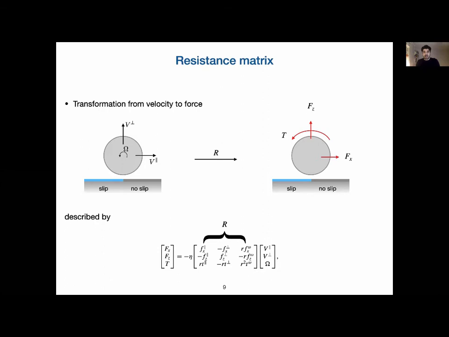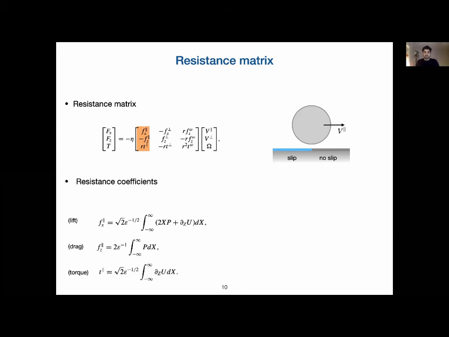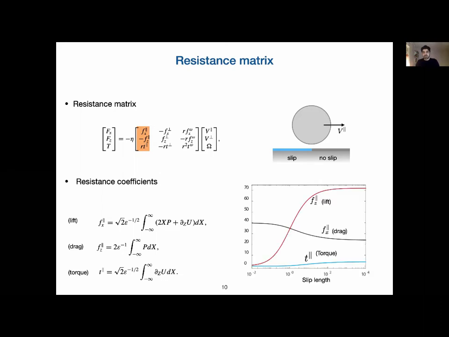If we take a look at one particular mode, for example, a cylinder having an imposed constant velocity which is parallel to the wall, then the coefficients of the resistance matrix which are relevant are the first column. So we can see what forces are induced on the cylinder from this particular motion by looking at these coefficients. We can obtain these coefficients analytically from our analytical solution of the lubrication equations, and we can plot them as a function of the slip length.